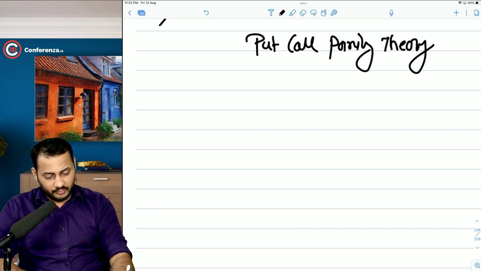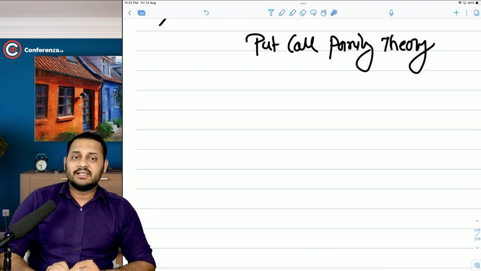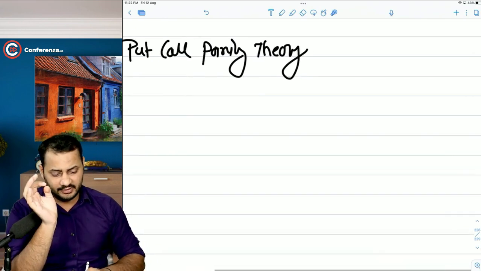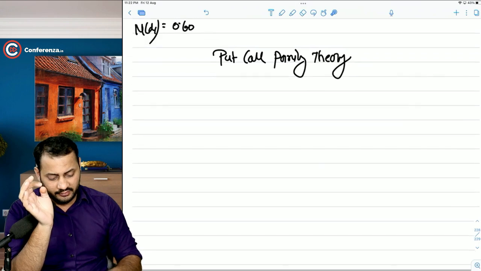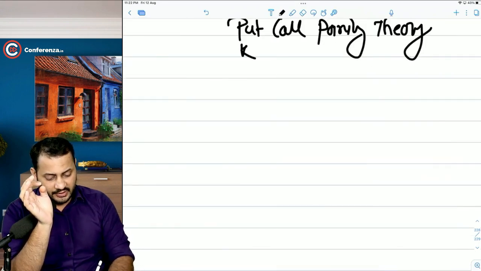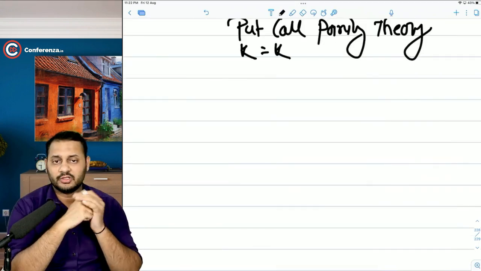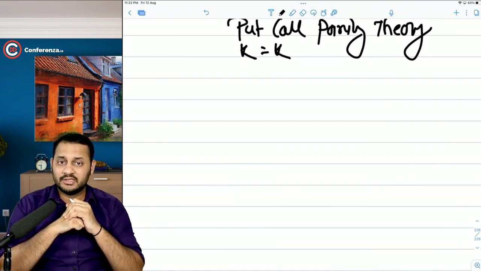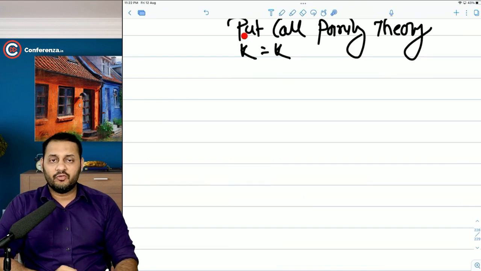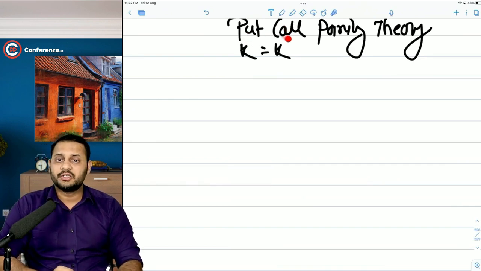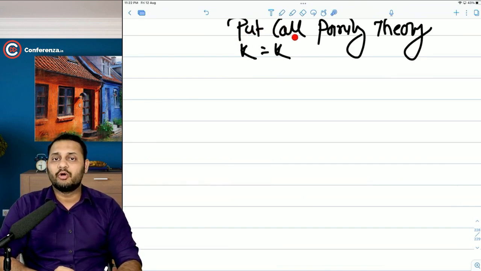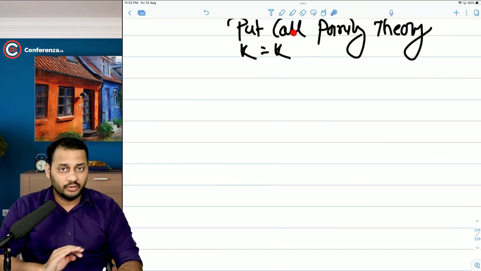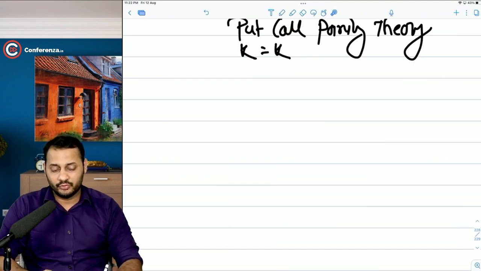Now what is put call parity theory? It says that if the strike price of the put and the strike price of the call options are the same, and the maturity is the same, then the option values of put and call should be at parity. Should be at parity doesn't mean that the value of the put should be equal to the value of the call. No sir, I will tell you how to do that.